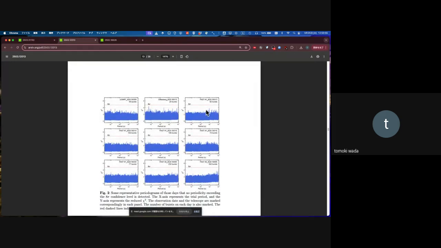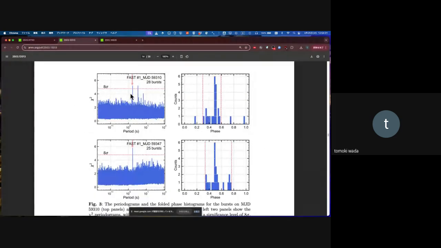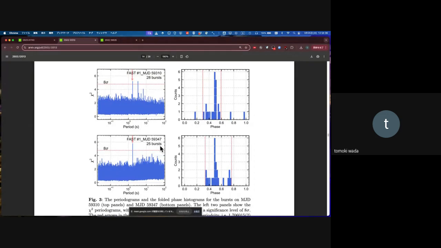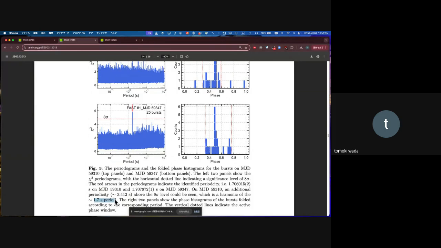Here is the result of the periodicity search, and these are for the non-detection dates. Here is the sigma limit, and they conduct a folding search, not a search for powers. They only fold the pulses and search for periodicities. Here is a non-detection day, and these two are detected days. For these 2 days it is above 8 sigma, maybe 8 or 9 sigma. They report that the period is 1.77 seconds.